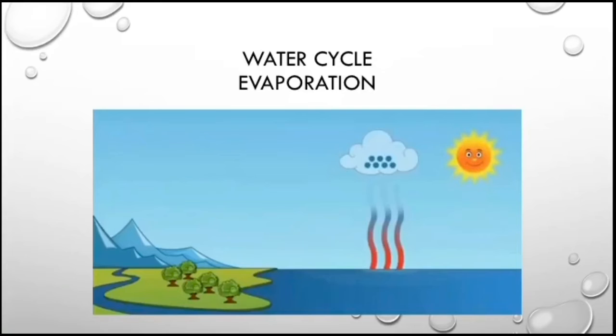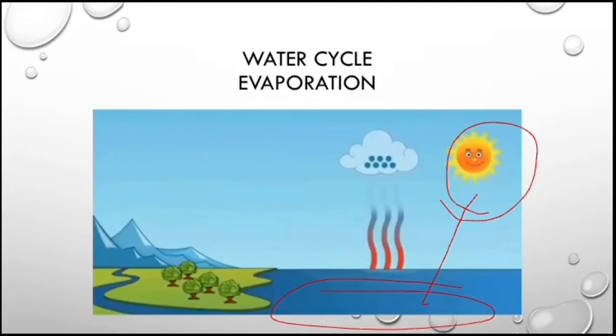Water cycle. The first step is evaporation. My dear students, what is evaporation? When the sun heats up the ocean and the river, the water becomes water vapor. How does it become water vapor? It rises up into the air, and this is known as evaporation.